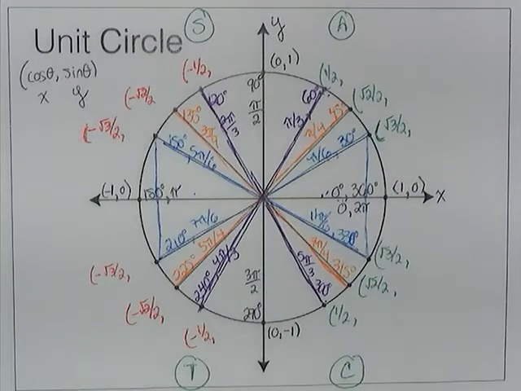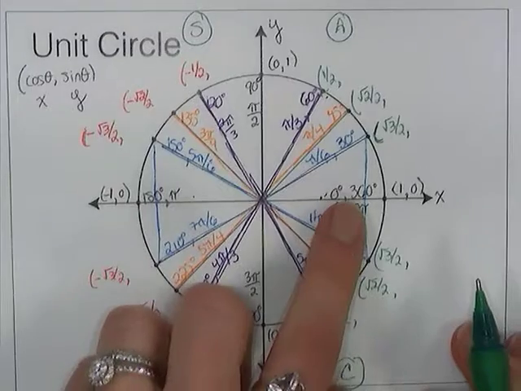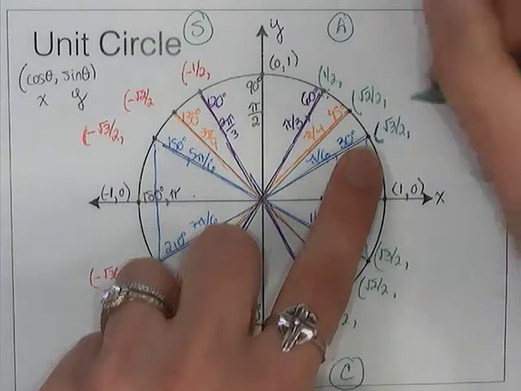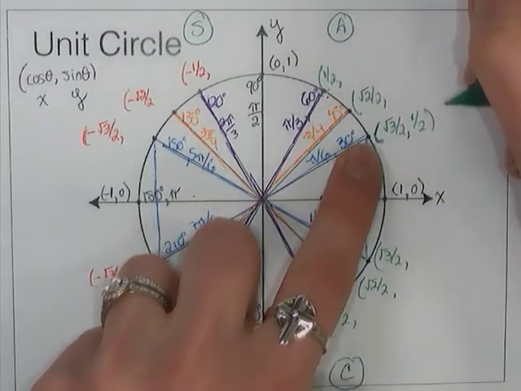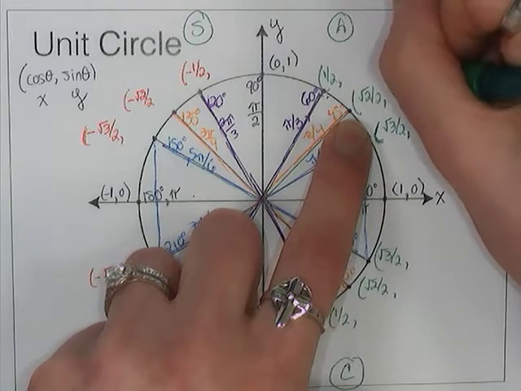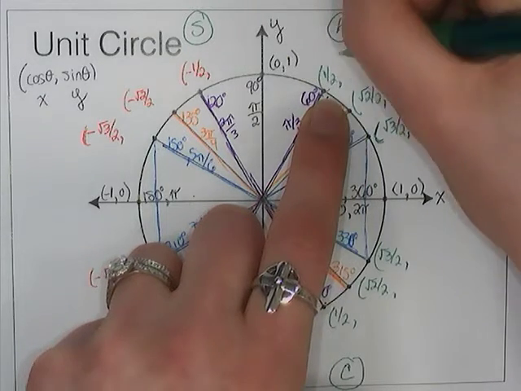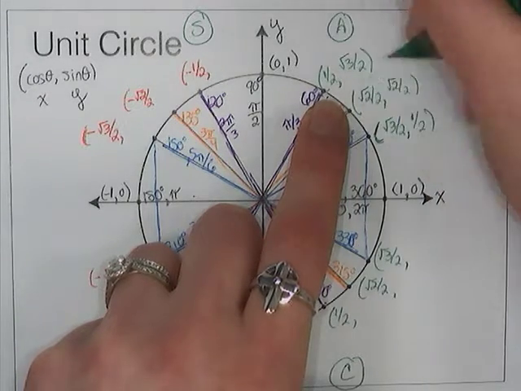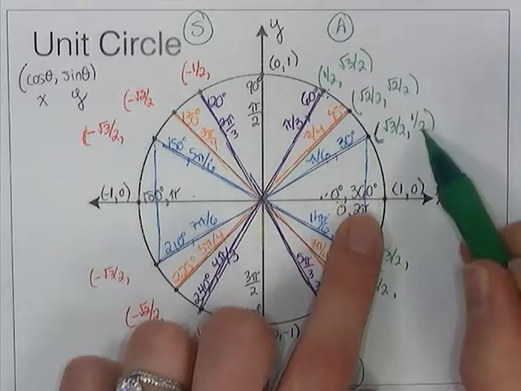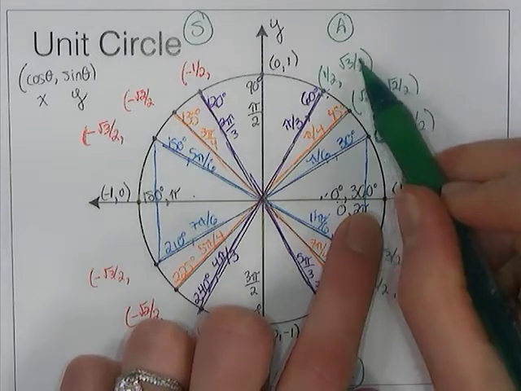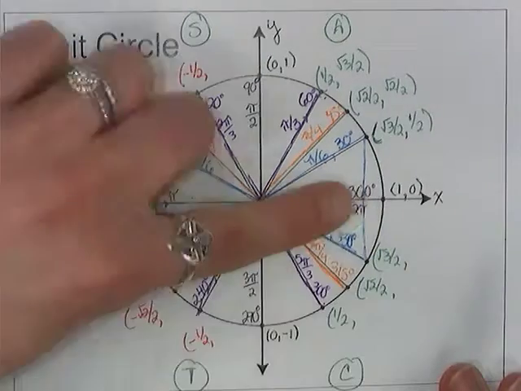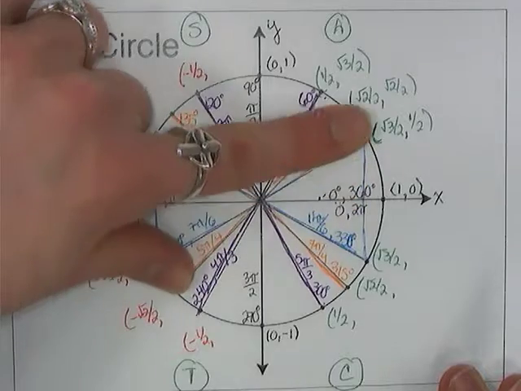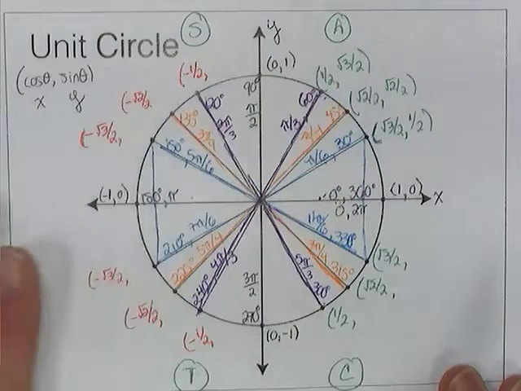Okay, let's go through and now fill in our y coordinates, which come from the sine values. So sine of 30 degrees is 1/2. Sine of 45 degrees is √2/2. Sine of 60 degrees is √3/2. Notice again, here the y values are getting larger. That makes sense because as we swing this way, we're moving up in our y values.